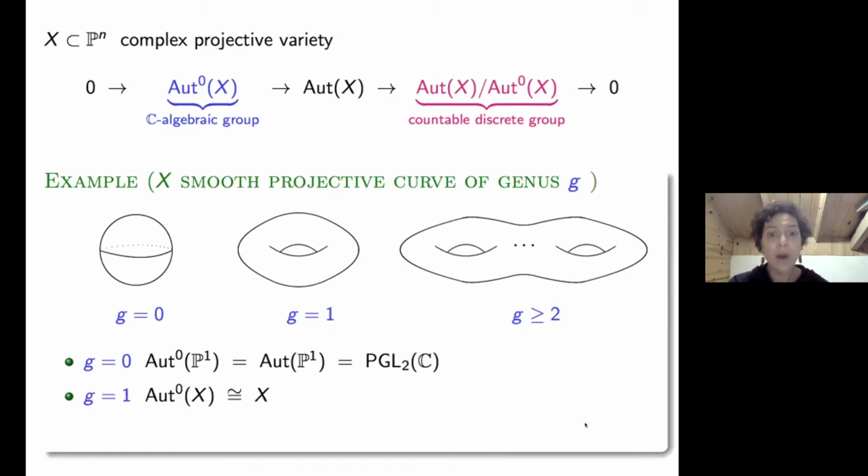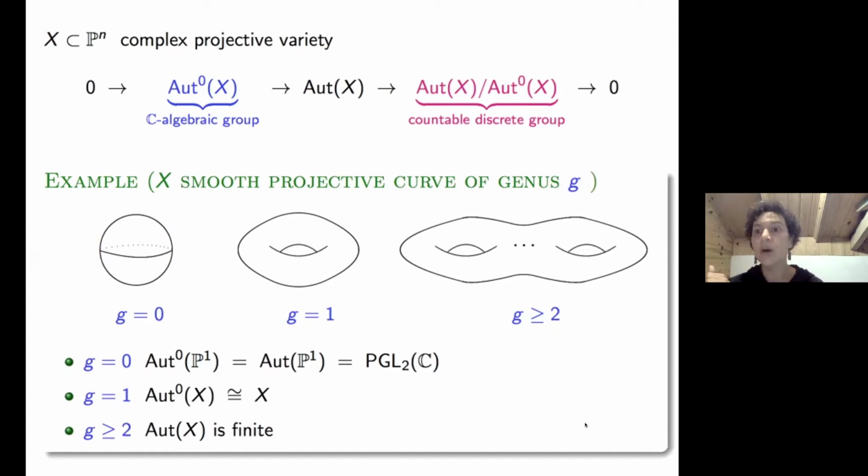The case of genus 1 is also an algebraic variety. The connected component of the identity in the automorphism group is isomorphic to the elliptic curve X itself. We know that the torus has a structure of a group, and we view this X acting on X by translation. And then in the higher genus case, the automorphism group is always finite. So we have 3 very different behaviors.